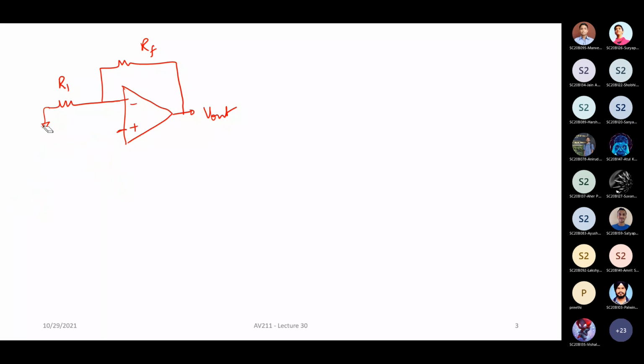I should have started off with the inverting amplifier. So let's say this is R in and this is V in. This is your inverting amplifier. Again, you have the problem that this input bias current will flow through both your R1 as well as your R. It can come from your output side as well as this one.